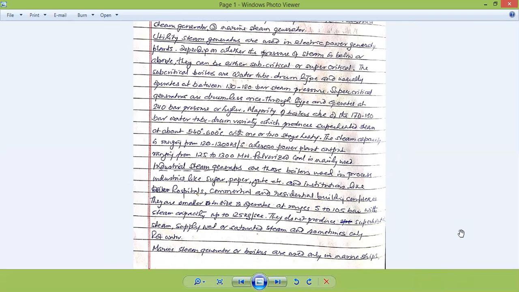Now, what is a utility steam generator? Utility means the steam has other applications and requirements than generating power itself. They are used in electrical power generation plants, of course. Depending on whether the pressure of steam is below or above the critical point, they can be either subcritical or supercritical.